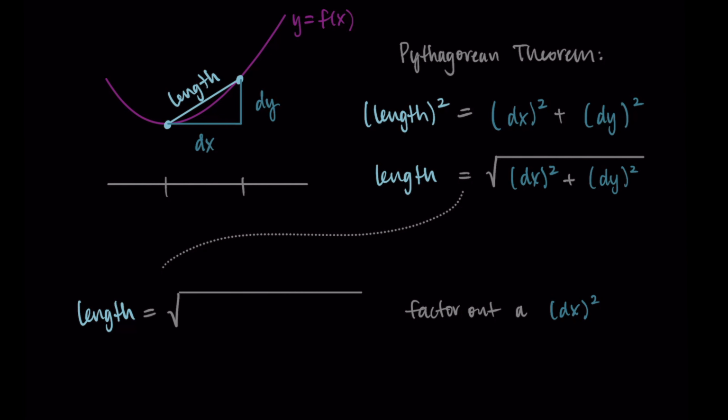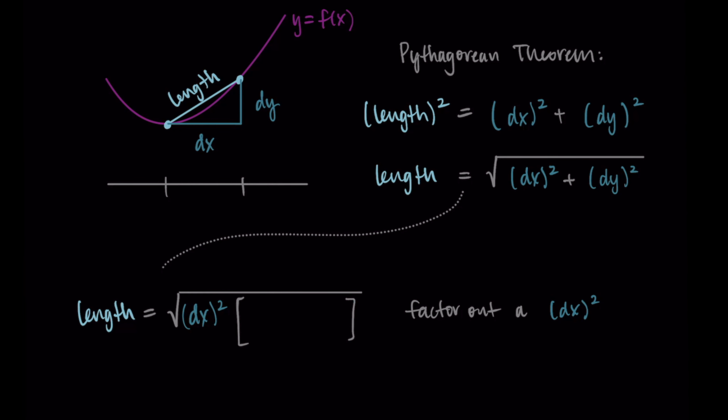So what we're going to do first is factor out a dx squared. Eventually this dx squared and the square root are going to cancel, and we're going to be left with just a dx, which is good since we need that dx as part of our integral, but you'll see that later. So okay, we're factoring out this dx squared, and now we need to figure out what we're left with.